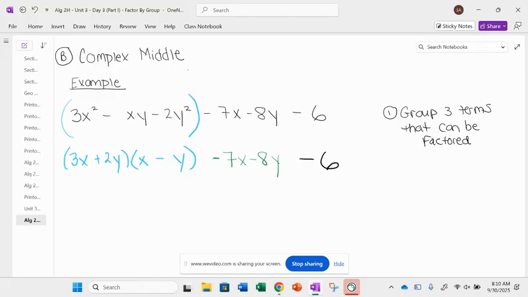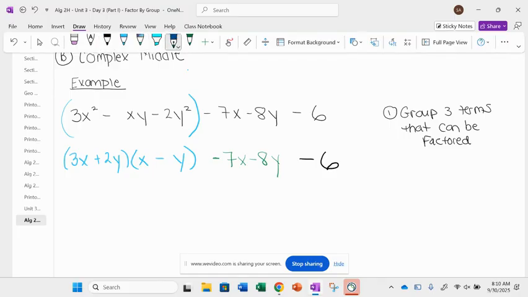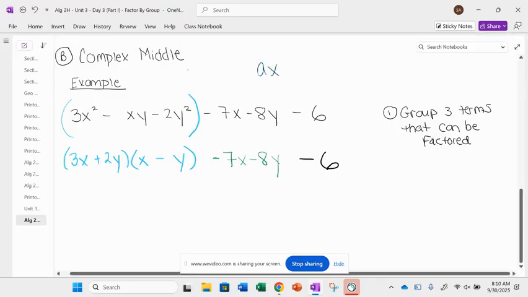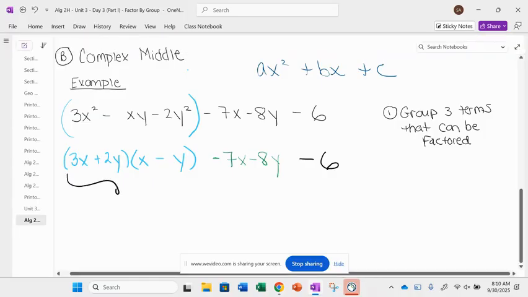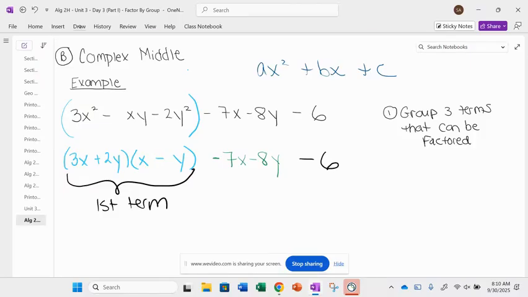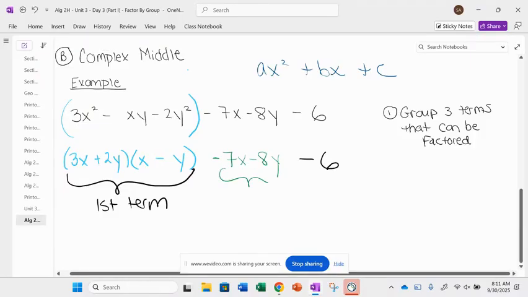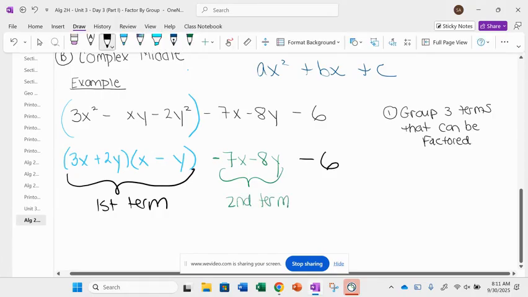Now what you want to do is look at this and we're going to actually factor again. Normally when we factor, we have something that looks like, you don't have to write this down, ax squared plus bx plus c. Ax squared is my first, bx is the second, c is the third. So we're going to look at this where this is my first term. This is the second term. And this is the third term.